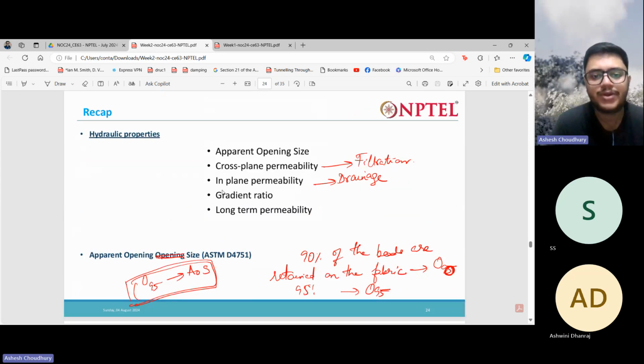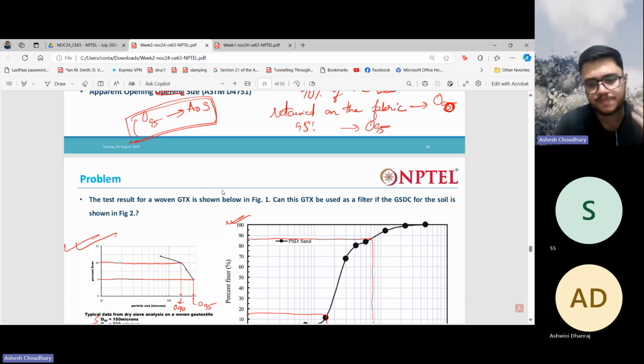Then we have the hydraulic properties, as I said: apparent opening size, cross plane permeability, in plane permeability, gradient ratio test, long term permeability. What is the cross plane permeability? Say this is the geotextile or geosynthetic. The permeability in this direction is the cross plane permeability, and the permeability in this direction is the in plane permeability. In this direction, the function offered is the drainage function, and in this direction, it is the filtration function, right?